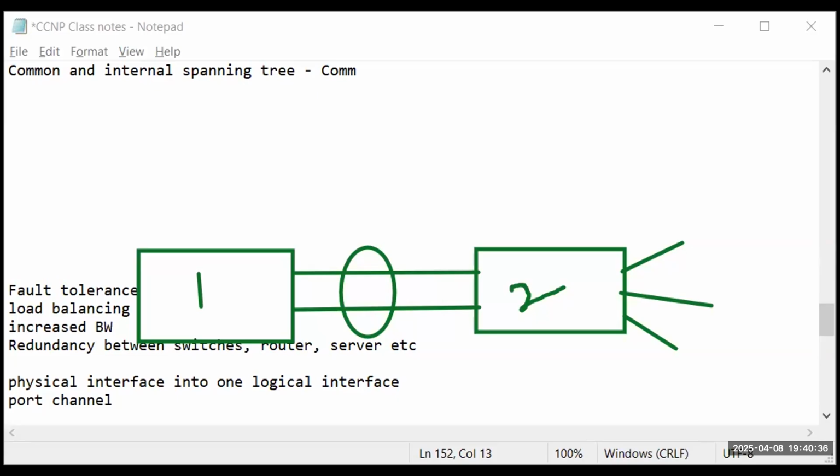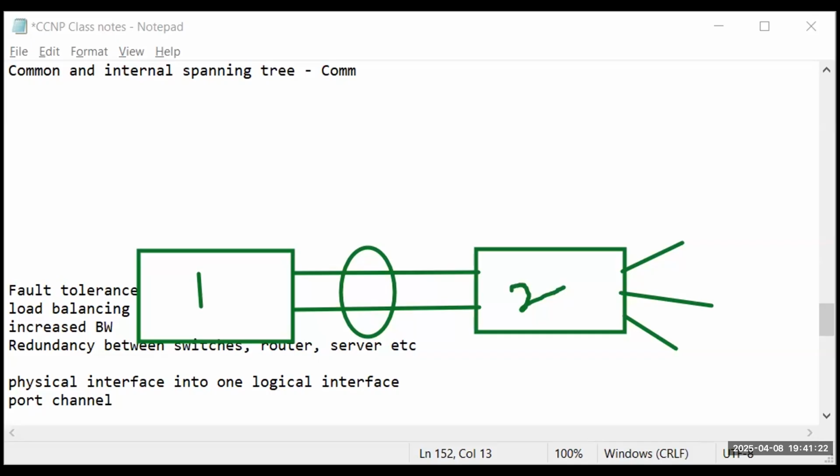Ether channel can be achieved when one device is having multiple interfaces connecting. One switch is having multiple interfaces connecting to the remote switch. At that time, all the multiple physical interfaces can be clubbed, aggregated to one logical interface. So when one server is having multiple physical interfaces connecting to a remote device, all those physical interfaces can be linked, aggregated, configured as one logical interface. So this way, these two switches and these two servers should be in the same network.